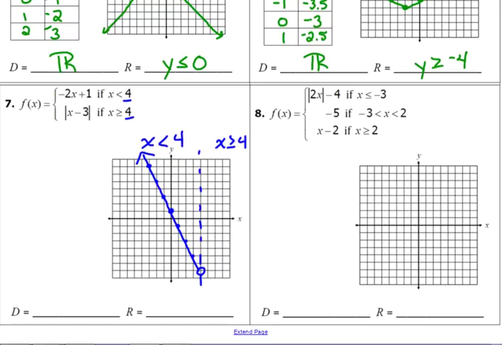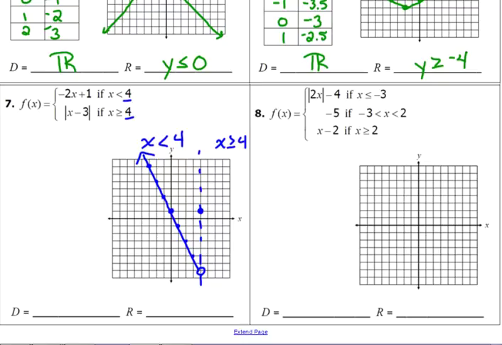Okay, now the right side, I start at 4. So I'm going to start by plugging 4 into my equation. 4 minus 3 is 1. Absolute value of 1 is 1. So 4, 1 gets that point right there because it's equal to 4. This piece has the equal to.